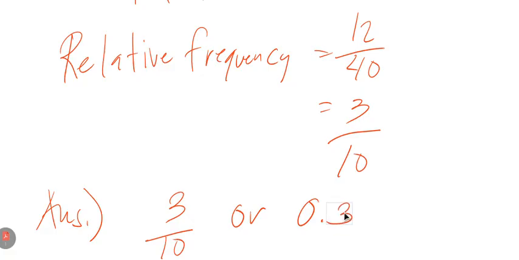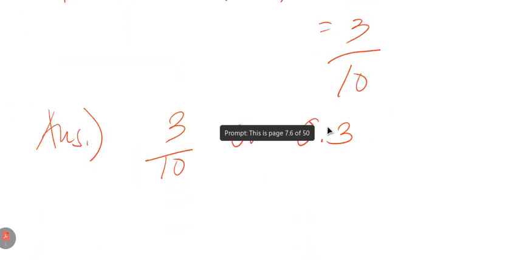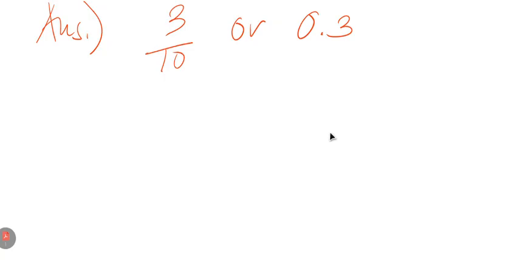Now, moving on to the next one. For part B, let's read it out. Part B is to estimate the number of fish in the lake. To get the estimated number of fish, or the total population, we set up the proportion, assuming that the ratio of the marked fish in the second sample is equal to the ratio of the total marked fish in the entire lake.